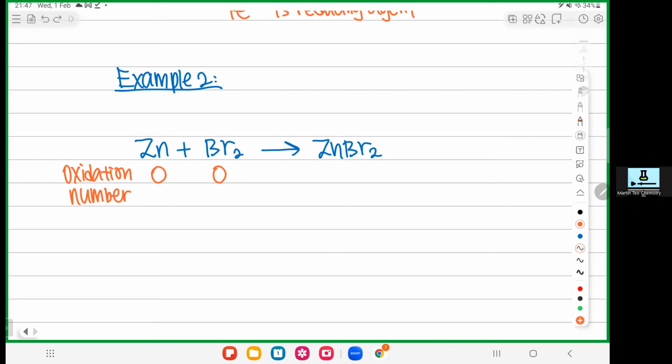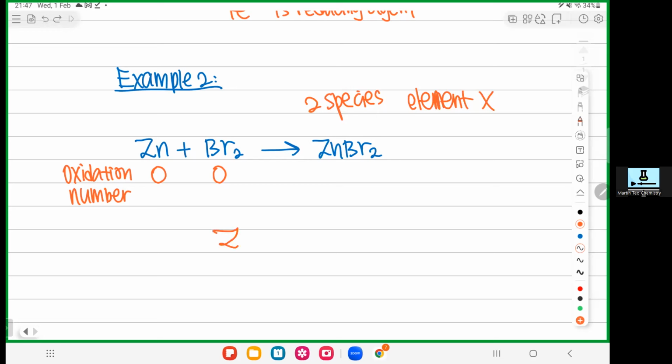Listen carefully. So the zinc here, can it be 0? No, you are 0 when you are an element. Is the zinc one species here? No. Zinc combined with Br, you have 2 species here. So when you are 2 species, you are obviously not an element. So it cannot be 0. Do you know the charge of zinc? Yes. They purposely don't show you the charge, but you should know it.